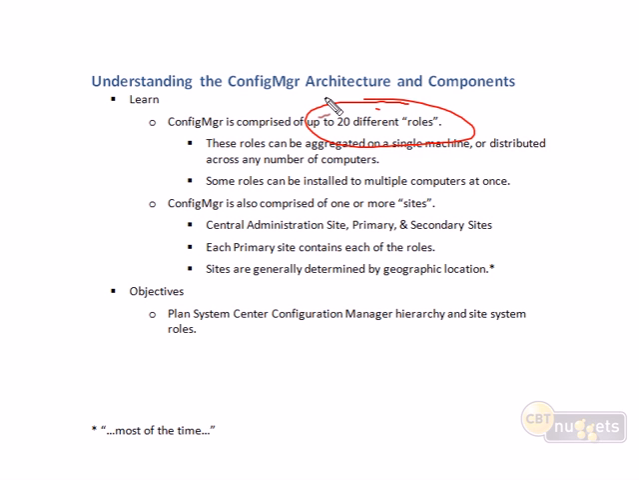Built into Config Manager are up to 20 different roles. These roles can be consolidated on a single machine. In fact, if you follow along with me, you'll be doing 19 of the 20 onto a single machine, or they can be distributed across any number of computers for reasons of load balancing and high availability. Some roles can also be installed to multiple computers at once.